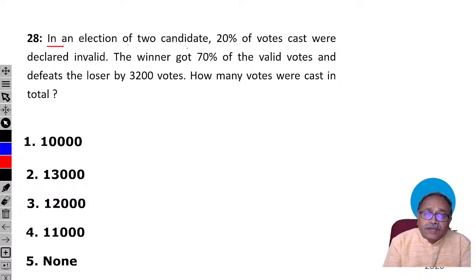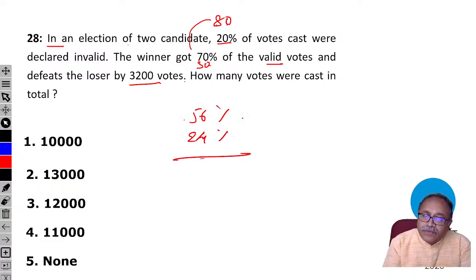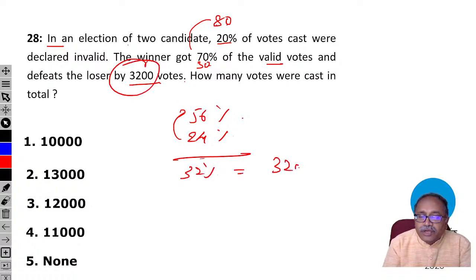In an election the candidate 20% votes cast is invalid, ante 80% valid anamata. The winner got 70% of valid vote. What is 70% of 80? That is 56%. Winner dorkindi. And defeated the loser by 3,200 votes. ఒకవేళ విన్నర్కి 70% ఆఫ్ 80 దొరుకుతాయి, లూజర్కి ఎంత దొరుకుతుంది, 30% ఆఫ్ ద 80. సో that is 24% అది దొరికింది. ఎంత తక్కువ దొరికింది, winner won the election by what percentage, that is 32%. And 32% is how many votes, 3,200 votes.